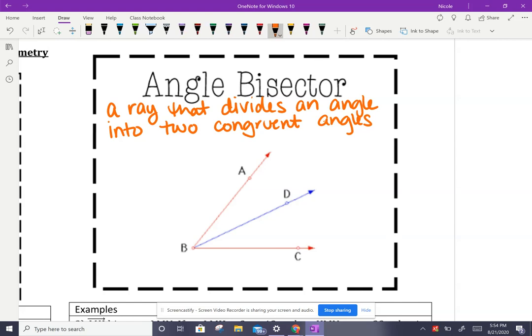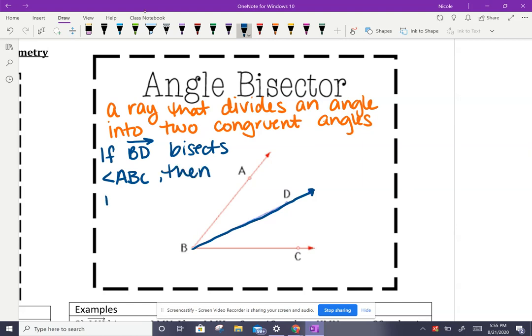So I can write a statement about my angle bisector here that says if ray BD, which is right here, ray BD, bisects angle ABC, then it divides it into two equal parts.